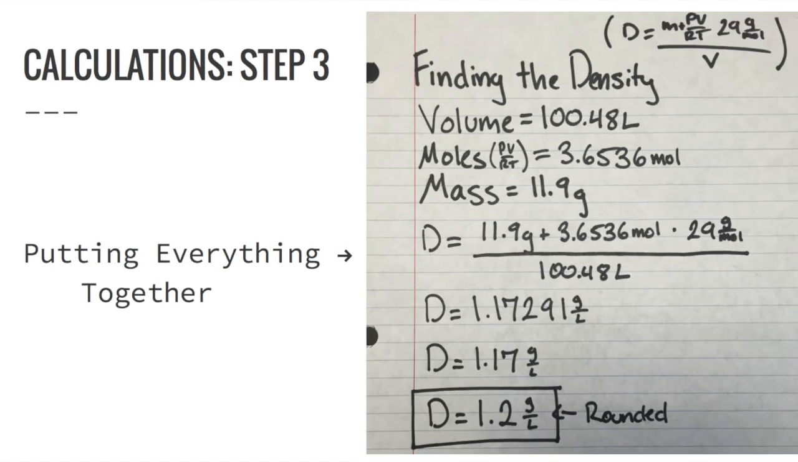To find the density of the hot air balloon to see if it will fly, we take the volume that we've calculated earlier and the moles that we calculated earlier, along with the mass of the hot air balloon itself, and we plug those into the density equation. After calculating the density using the equation, the density comes out to be 1.17 grams over liters, which rounded equals 1.2 grams over liters, overall allowing the balloon to fly.